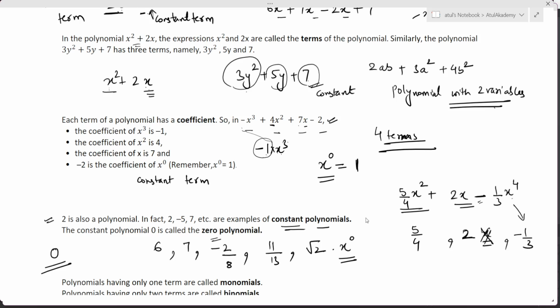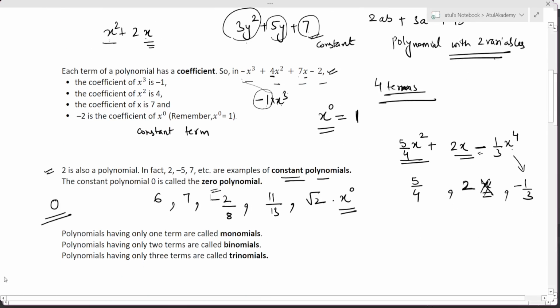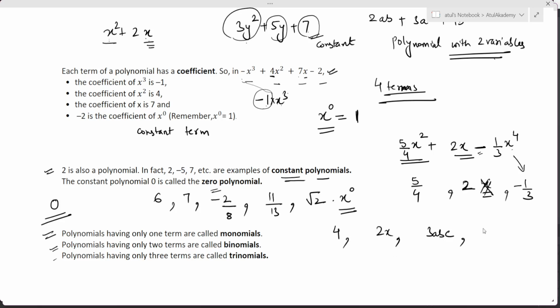So we have done constant polynomials. If I simply write numbers, rational numbers, irrational numbers, whatever I write, they are all constant polynomials. 0 is called a zero polynomial. Now this thing you people have done in your 7th and 8th grade, that when a polynomial contains only one term, let's say 4, 2x, 3abc, 9 by 11, x square y, all these polynomials contain only a single term, either a constant term, a number with a variable, or a number with many variables. They are all called monomials.